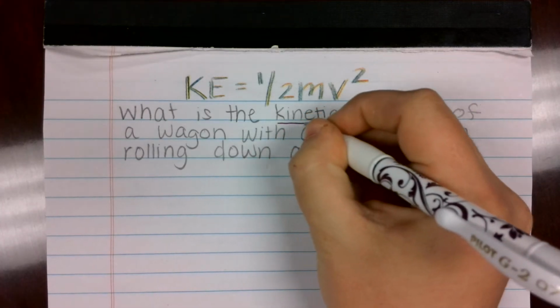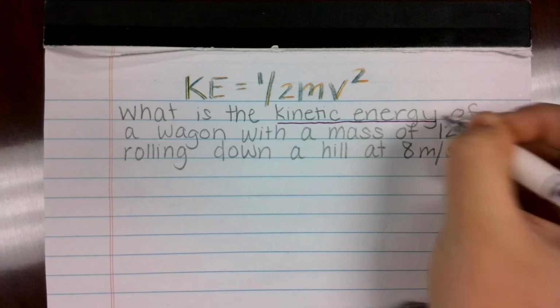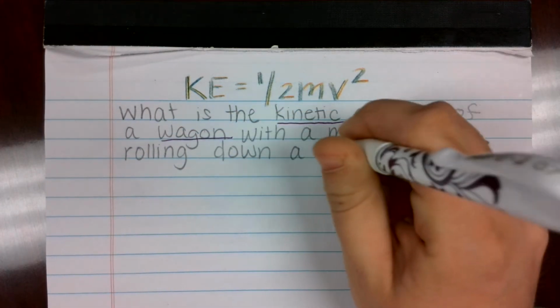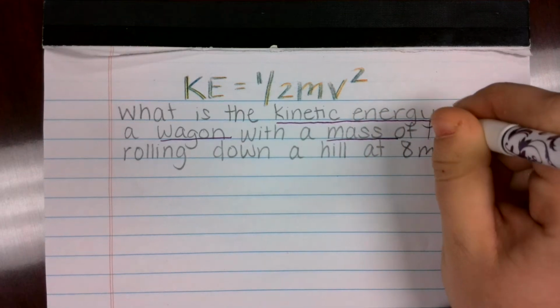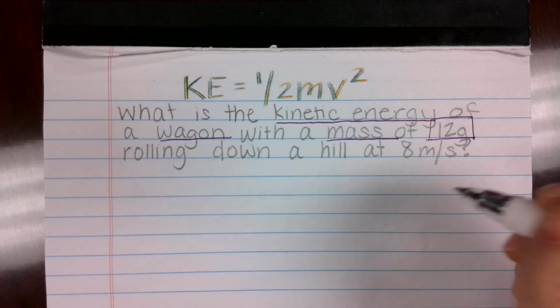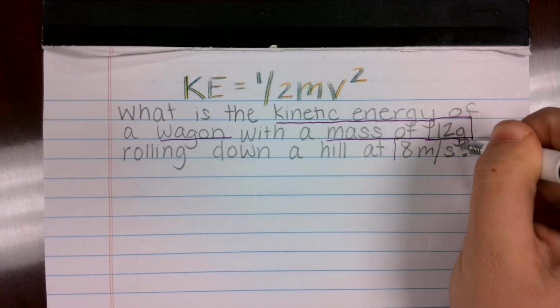So again, I'm going to go in and underline. I'm looking for the kinetic energy of the wagon with a mass of 12 grams rolling down a hill at 8 meters per second.